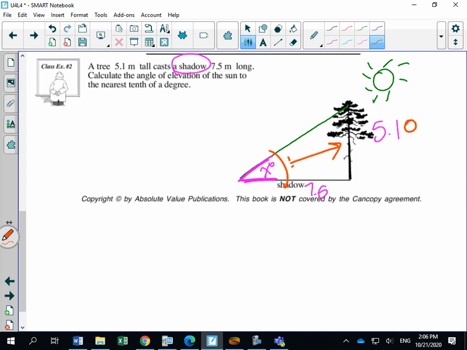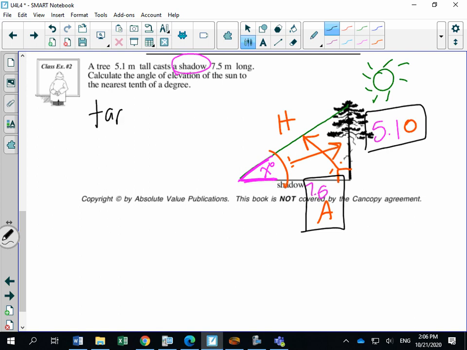So opposite, here's my 90 degree. So hypotenuse and adjacent. Jack, what two sides do you want me to box in? Yep, opposite and adjacent. Lucas S., what trig ratio do I use that has O and A? Is it SOH, CAH, or TOA? It is TOA. So the tan of my given angle, which happens to be angle X, tan is O over A, which would be 5.1 over 7.5.